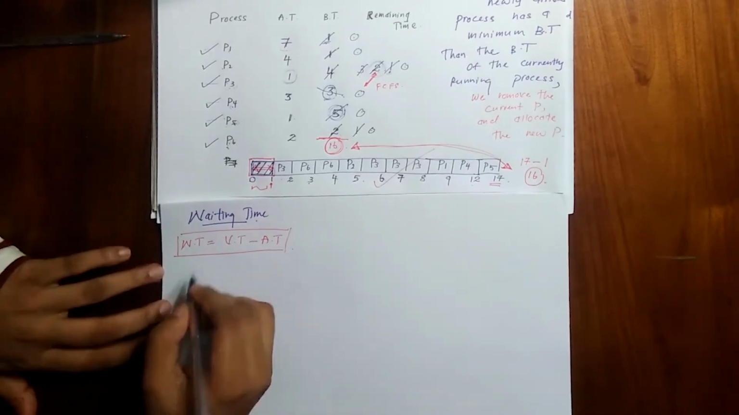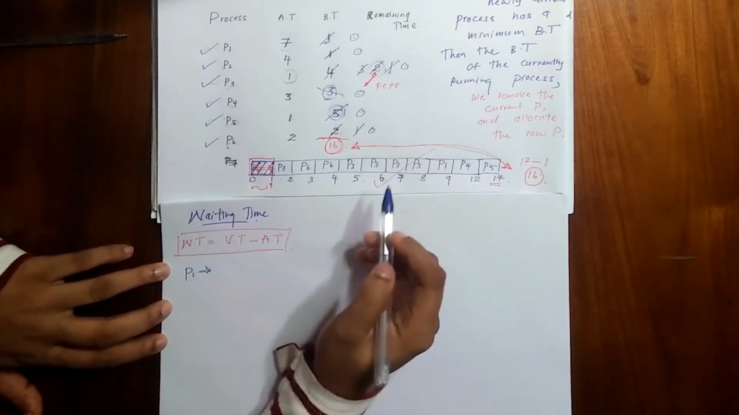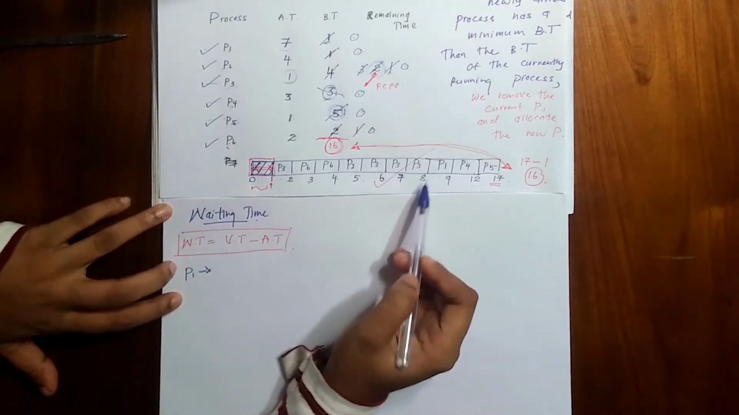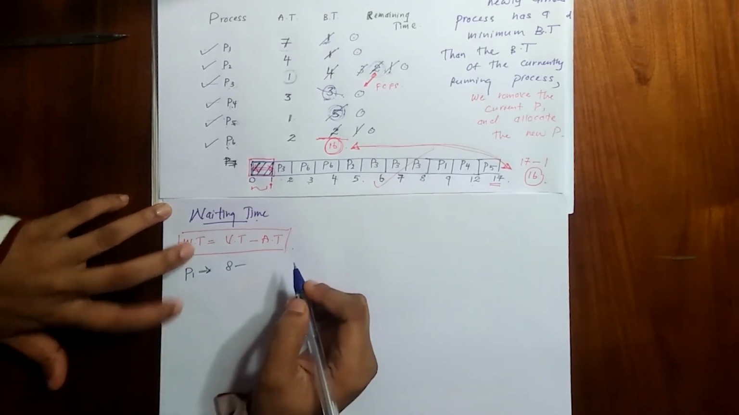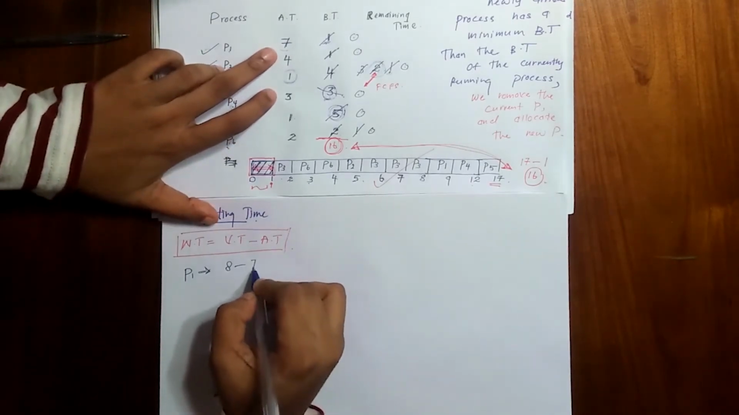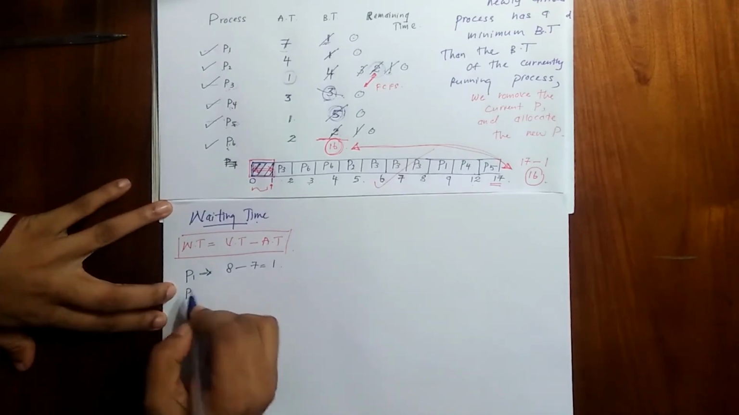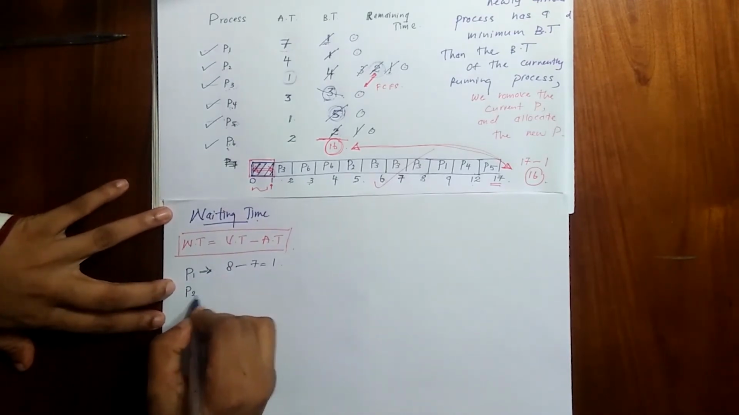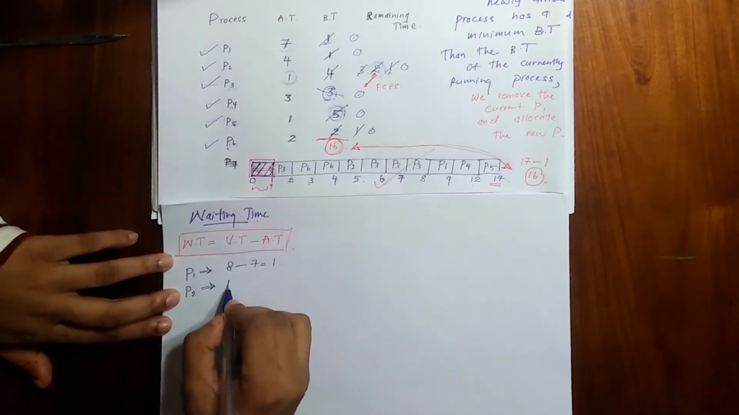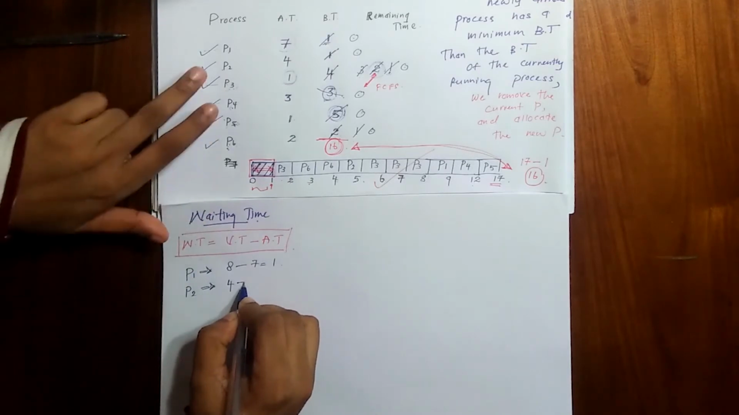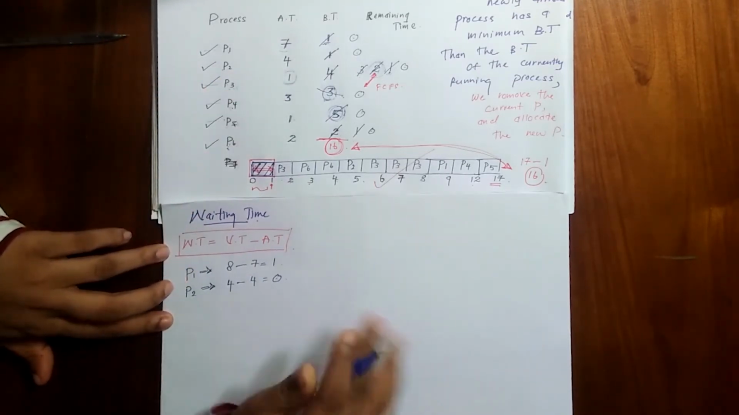So let's start with P1. So P1, its visiting time is 8 minus arrival time is 7, right? So the answer is 1. Then P2, it is 4 and arrival time is also 4, so the answer becomes 0.